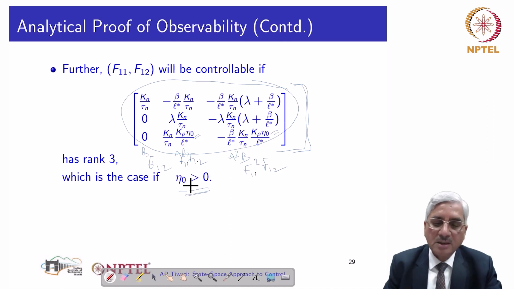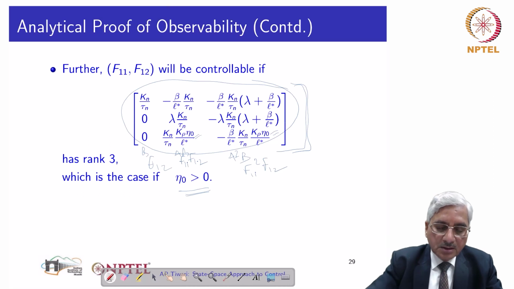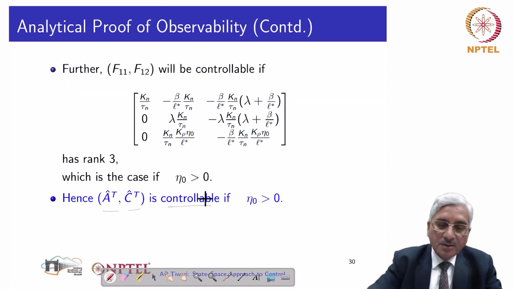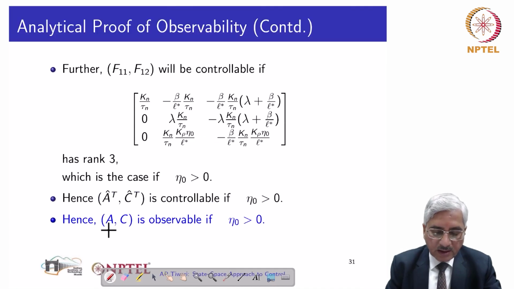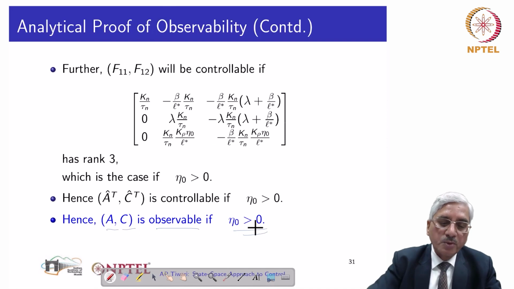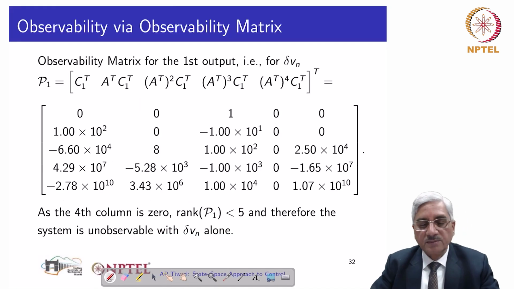Now when we combine all this, we see that the system represented by this is controllable, and so the system represented by A, C is observable, and this is the condition. So thereby we have proved the controllability and the observability of the system.